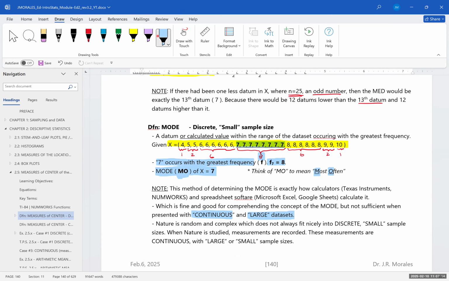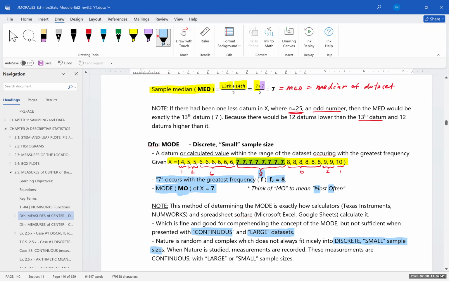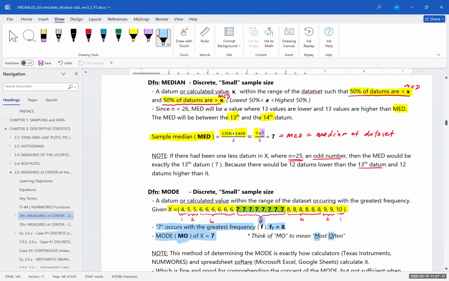That's what I talked about at the beginning of this. Nature is random and complex, which does not always fit nicely into discrete, small sample sizes. So when nature is being studied, measurements are recorded, and these measurements are continuous with large or small sample sizes. That's leading into the next thing I want to talk about, but for now, I just want to review.